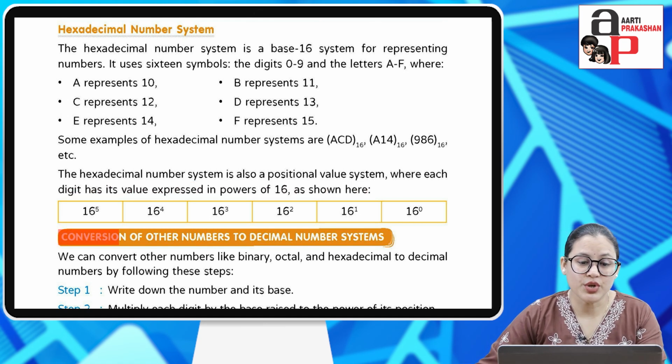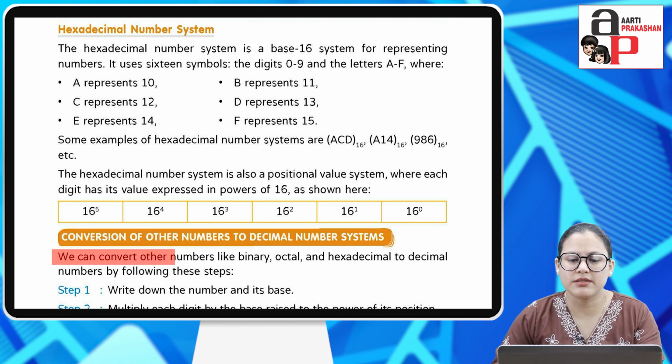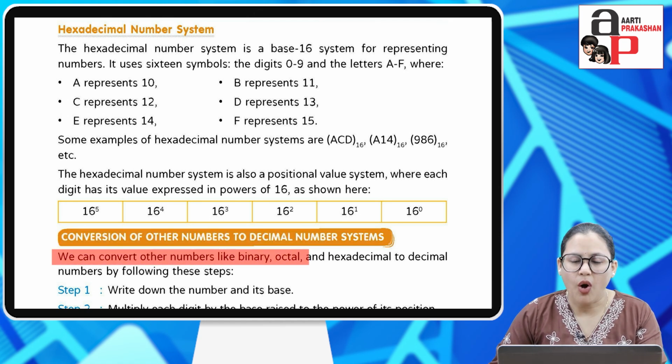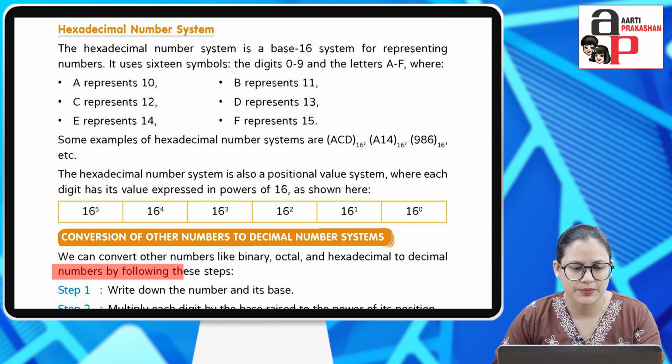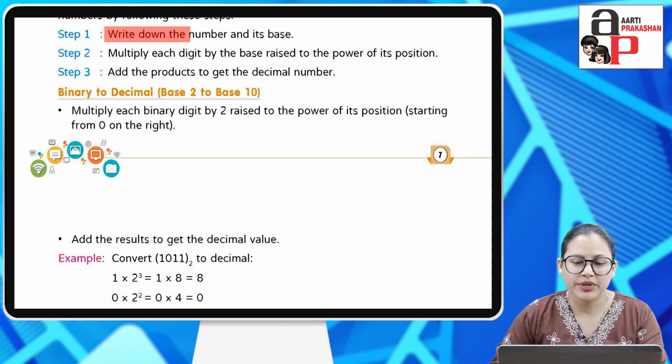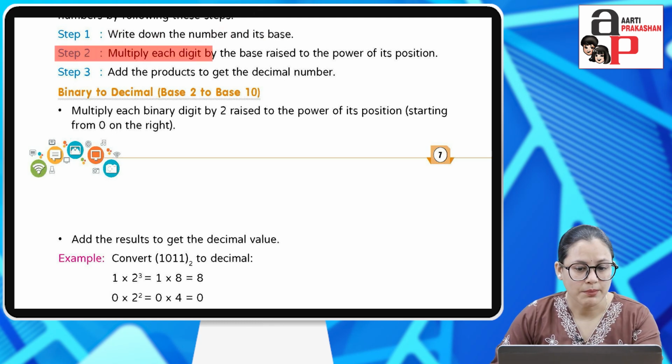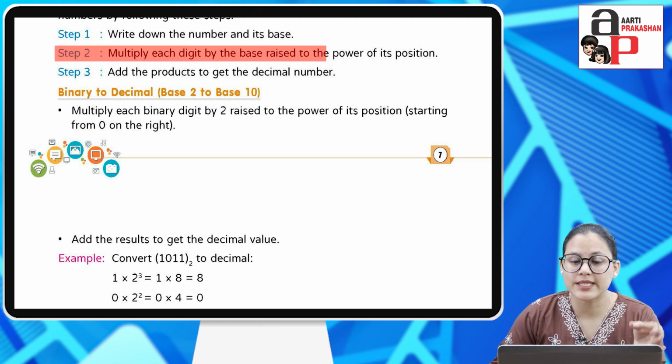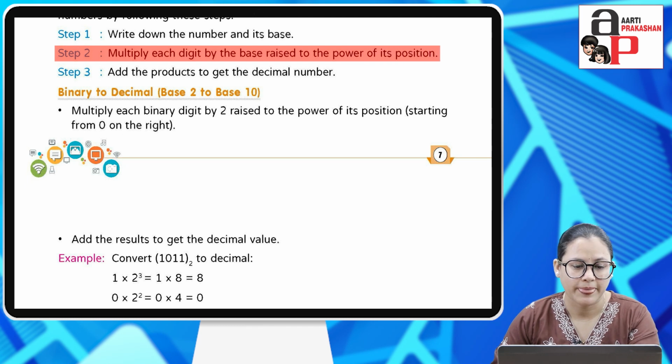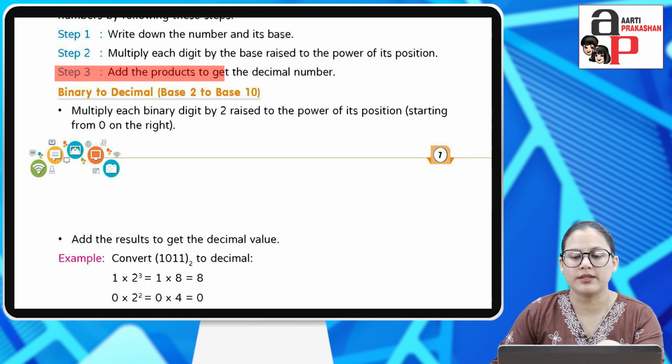Now, conversion of other numbers to the decimal number system. We can convert other numbers like binary, octal and hexadecimal to decimal numbers by following these steps. Step 1, write down the number and its base. Step 2, multiply each digit by the base raised to the power of its position. Step 3, add the products to get the decimal number.